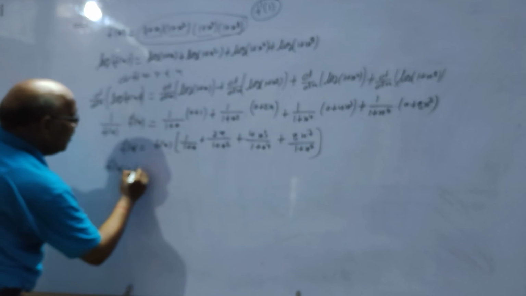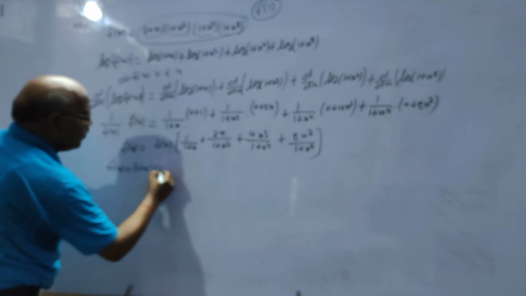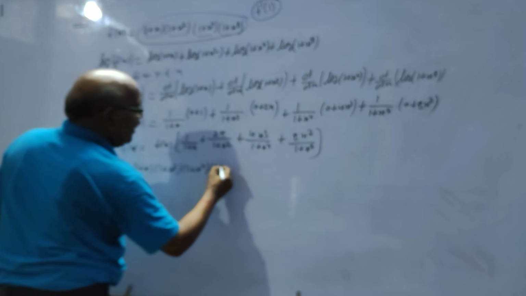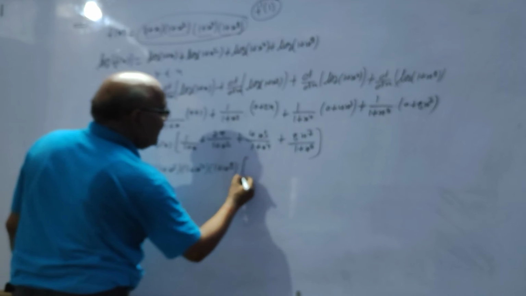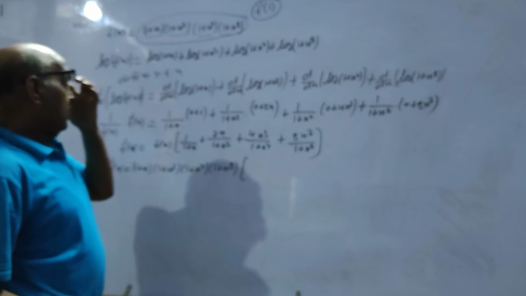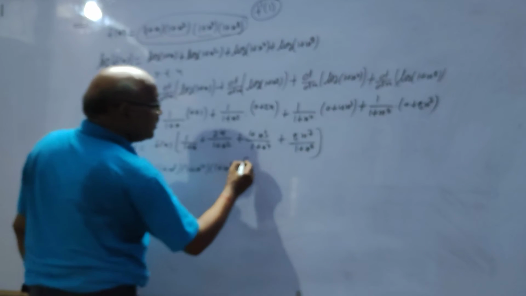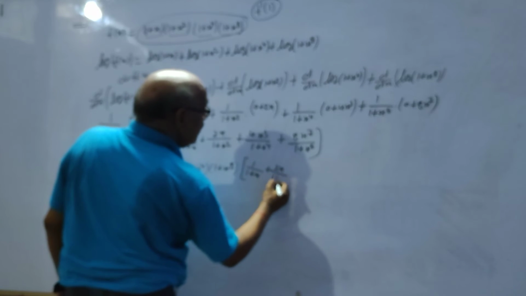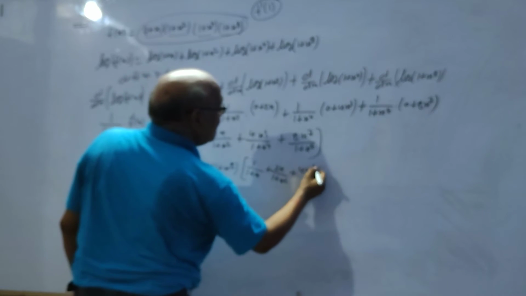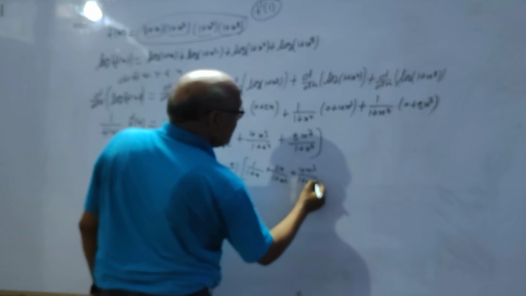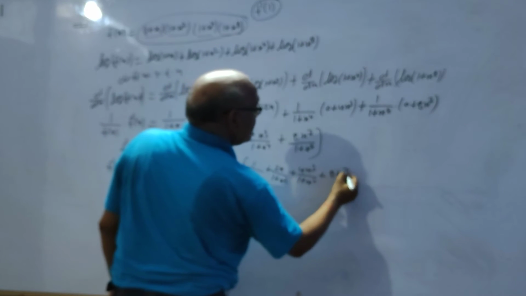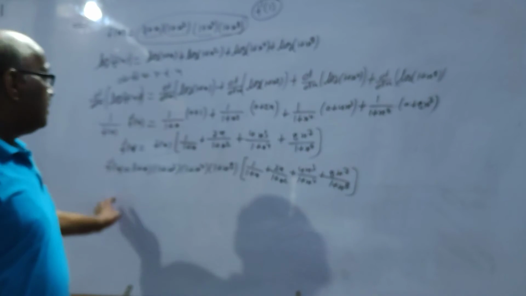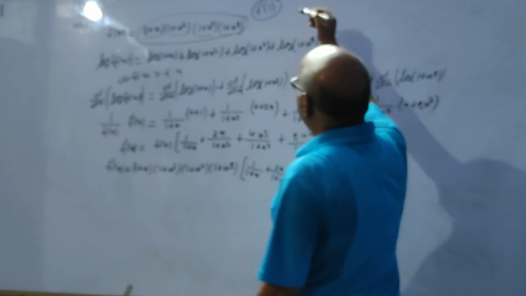So that is equal to (1 plus x) into (1 plus x) square into (1 plus x) to the power 4 into (1 plus x) to the power 4 into the quantity which is inside the bracket, that is 1 upon 1 plus x plus 2x upon (1 plus x) square plus 4x cube upon (1 plus x) to the power 4 plus 8x to the power 7 upon (1 plus x) to the power 8. This is the value of f dash x. आपको f dash x मालूम हो गया.